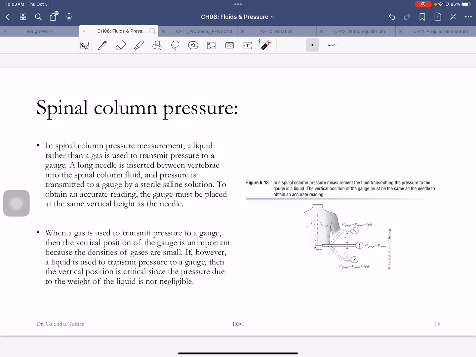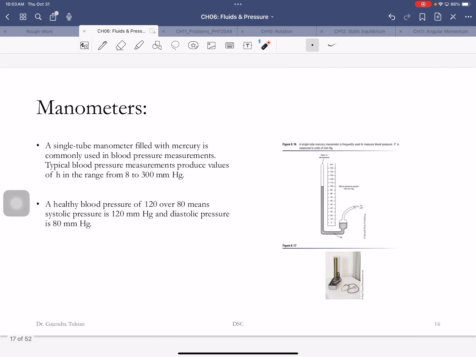So for the spinal tap, it's a saline solution that's transmitting the pressure, and the gauge has to be at the same level. A manometer measures this pressure, the gauge pressure. It measures the absolute pressure minus the atmospheric pressure. Okay. So this is what's used to measure blood pressures. Yeah, that's what a manometer does.